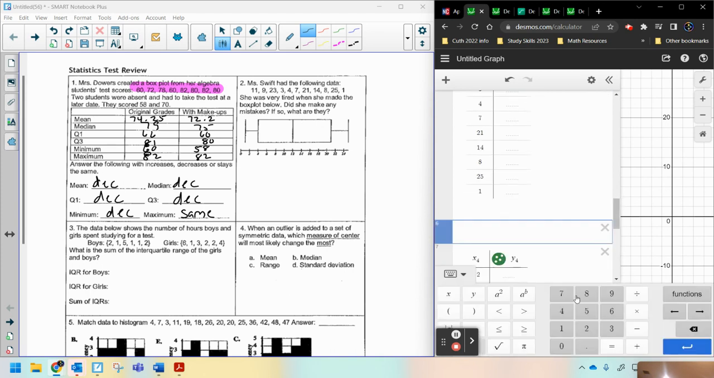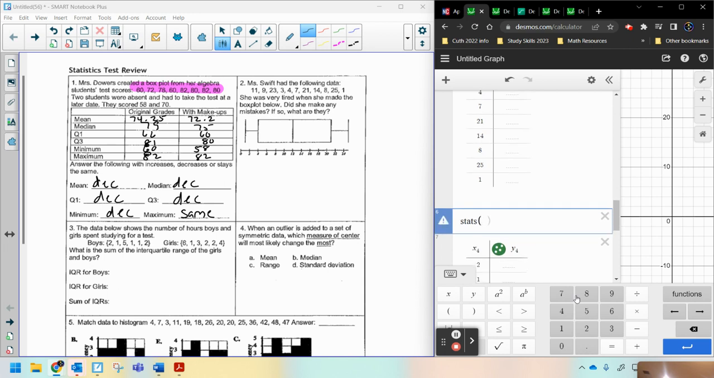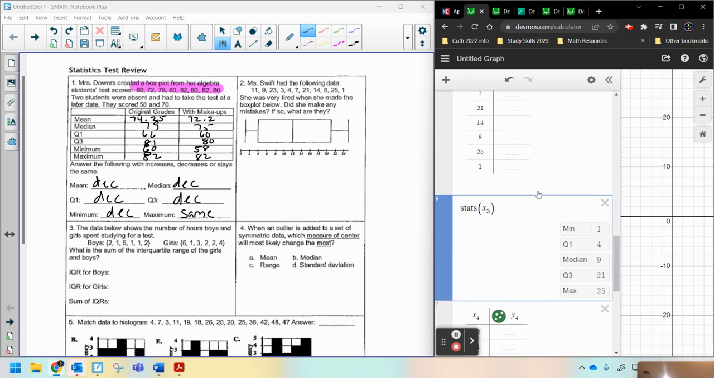So we have x3 here. So we're going to do stats, parentheses, x3. And we have our minimum 1, which means that this right here should go right down to the number 1. And it does. That's the minimum. Our Q1 is 4. Yep, that looks like 4 right there. Our Q1 is 4. That looks pretty good right there.